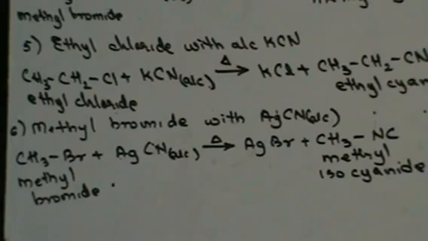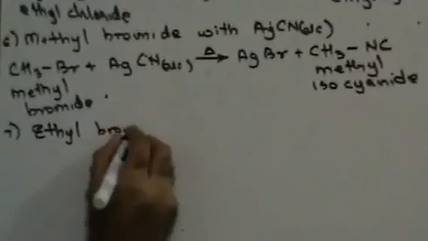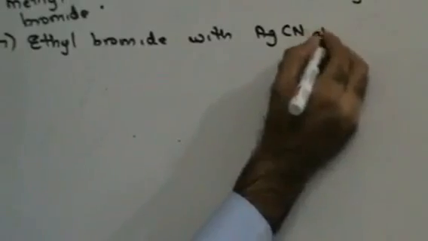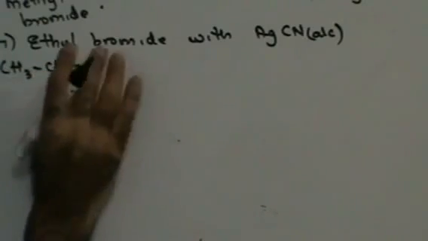Fine. Now this particular isocyanide that you get has a very unpleasant smell. The characteristic feature of this carbylamine is an unpleasant smell. Fine. Next, let's see another reaction of this kind. What happens when ethyl bromide reacts with silver cyanide, alcoholic? Ethyl bromide, CH3 CH2 bromide, Br.